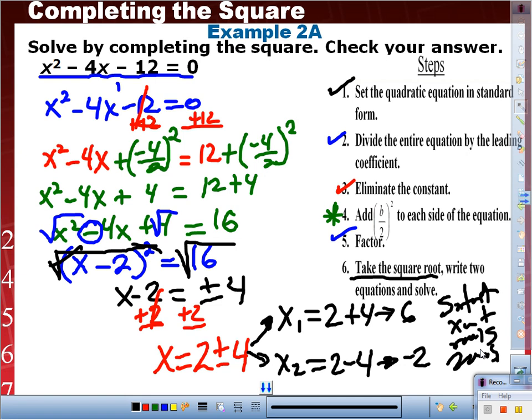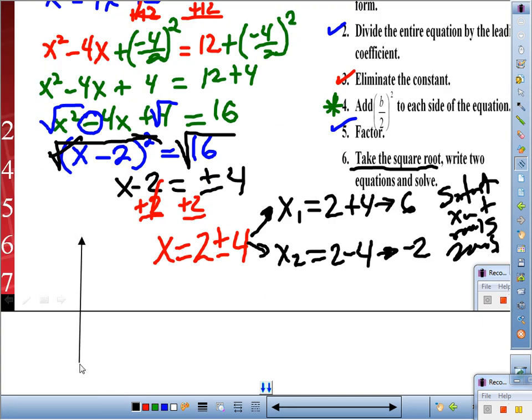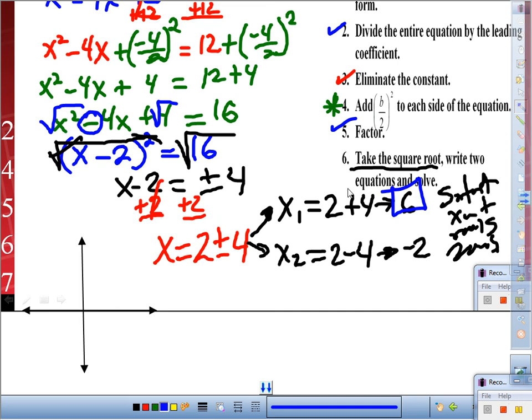So, let's graph this just to make sure that we got all the information for the graphing part. So my roots are 6. Where does that go? 6 goes right there. And the other one is negative 2. Negative 2 is right there. What is my y-intercept, everyone? Negative 12. And then graph from left to right.